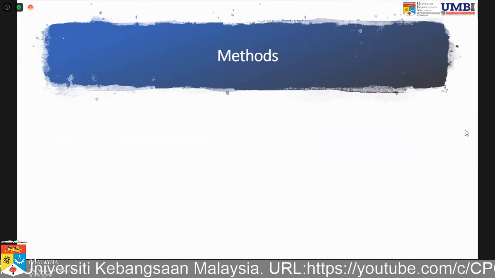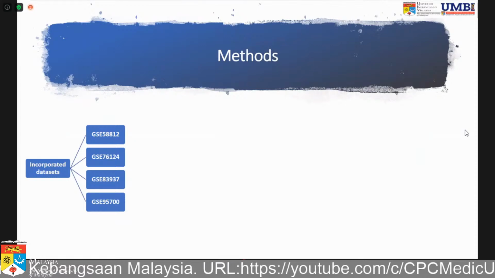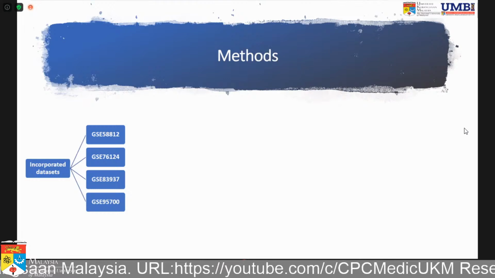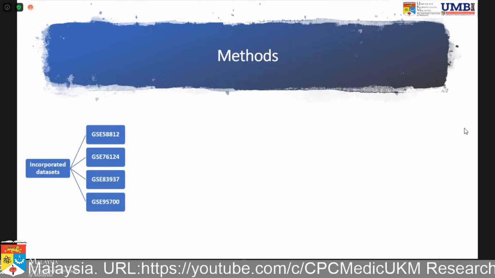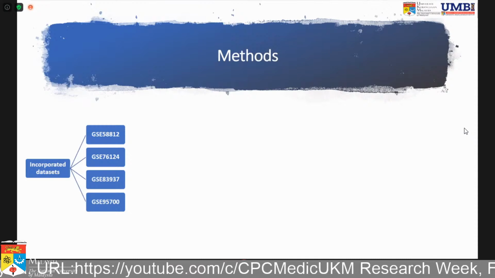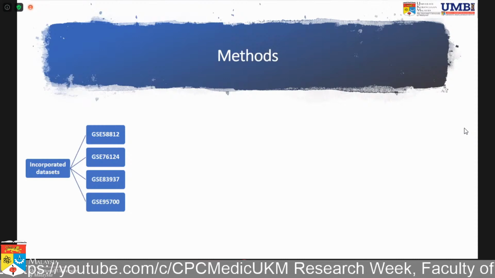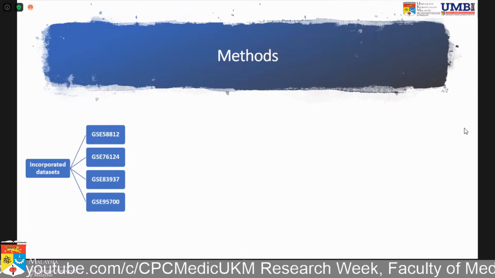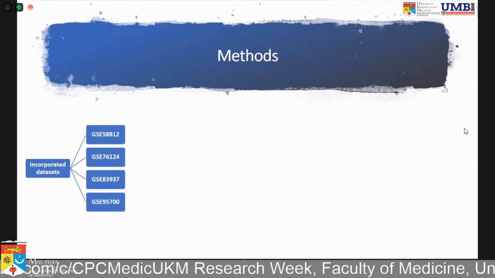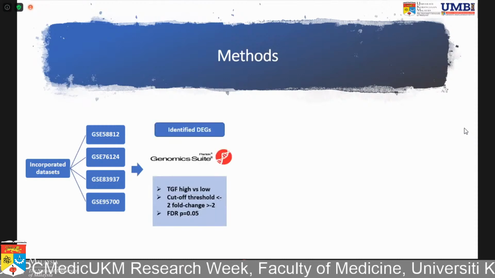Okay, here is my method. Four independent datasets retrieved from the Gene Expression Omnibus database were incorporated, composing 493 TNBC samples. These datasets were obtained from the microarray platform Affymetrix GeneChip Human U133 arrays. Identification of the DEGs was performed through Partek using ANOVA stratified based on TGF-beta status, high versus low. The cutoff threshold was twofold and false discovery rate, FDR, with p-value of 0.05 to avoid the occurrence of false positive results.